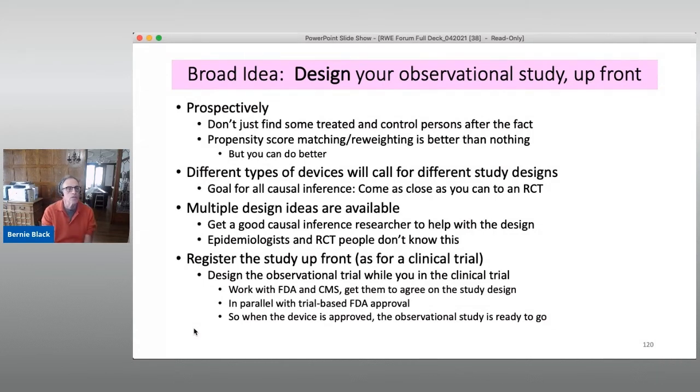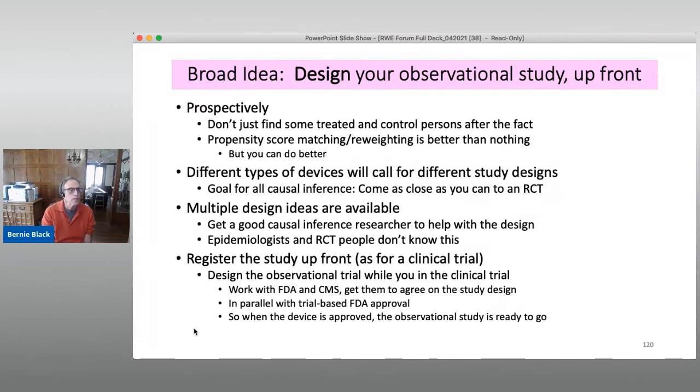Different types of devices will call for different designs. There are multiple design ideas for observational data that are available. And there are good causal inference researchers who can help with the design. On the whole, epidemiologists and RCT people don't really know this. It's just not something they've done. Once you've done this, register the study up front as you would for a clinical trial.